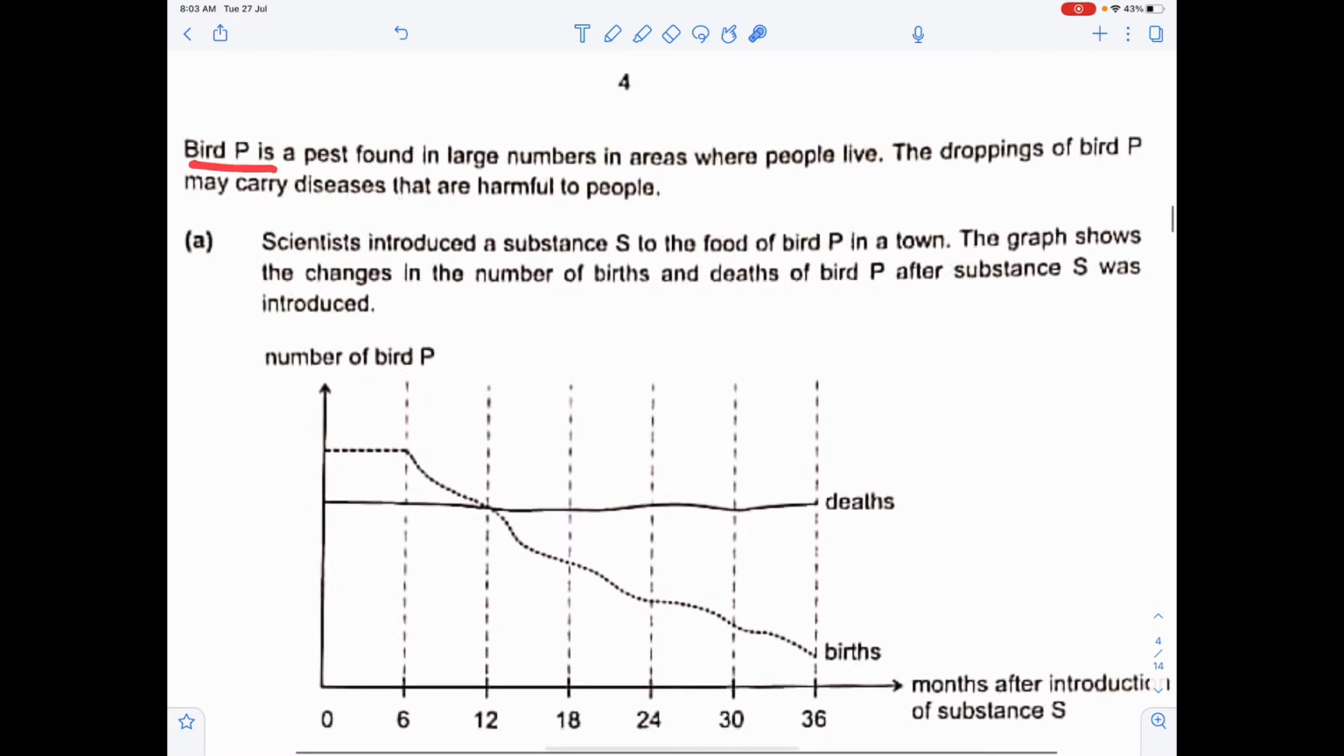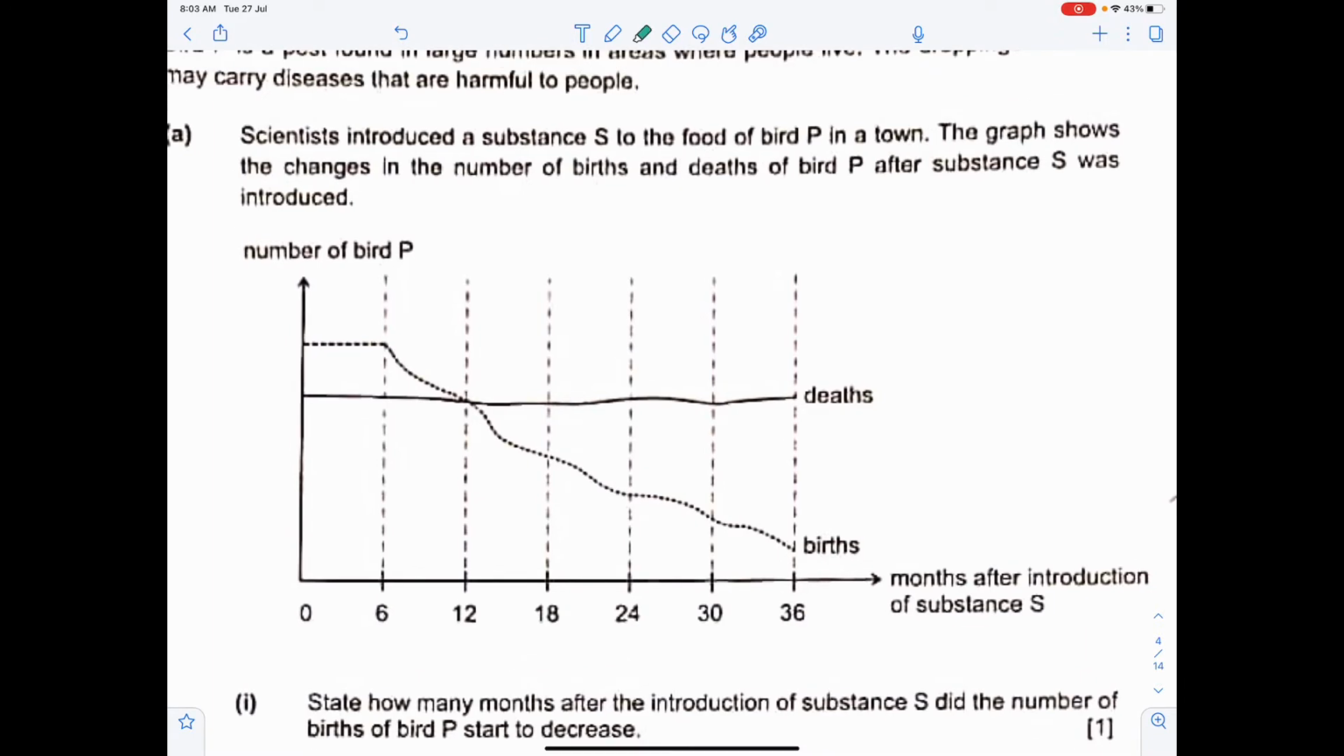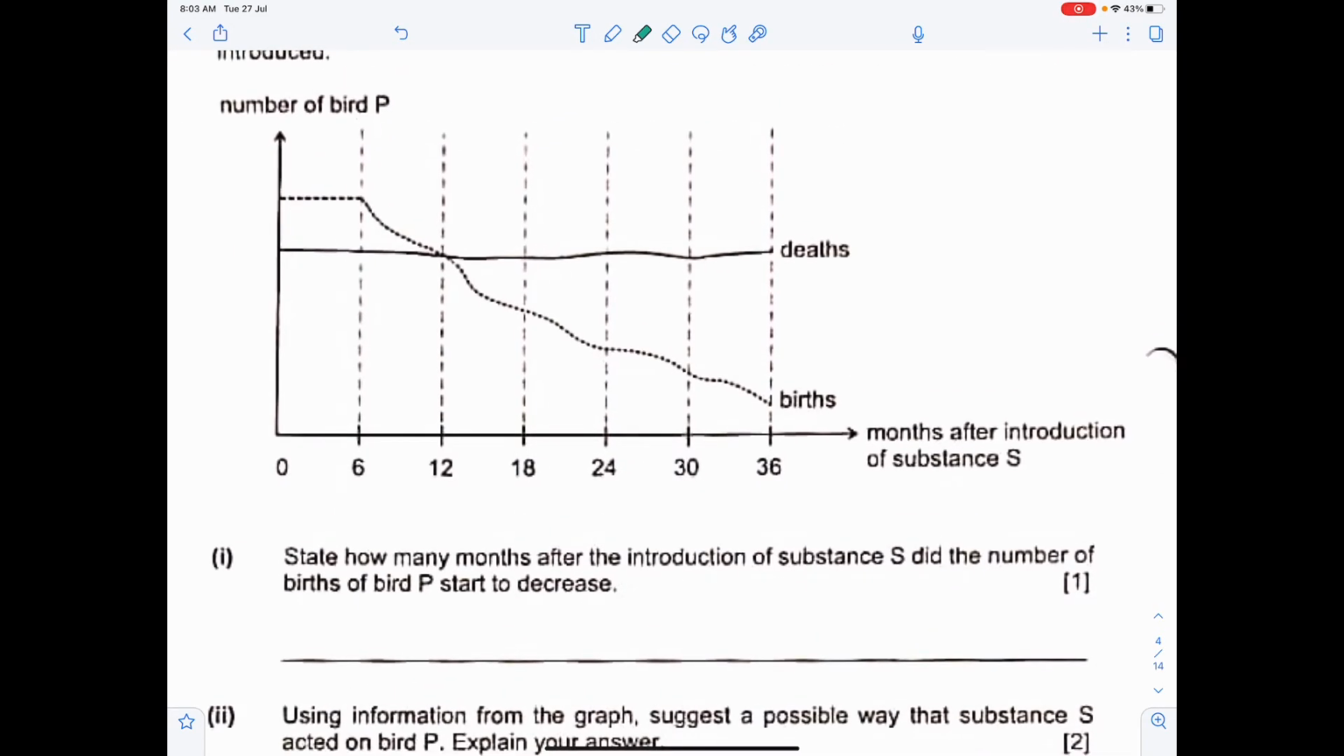So they tell you that bird pee is a pest found in large numbers where people live. The droppings of bird pee may carry diseases that are harmful to people. Then they tell you that scientists introduce a substance S to the food. This graph shows the changes in number of the births and deaths of bird pee after substance S was introduced.